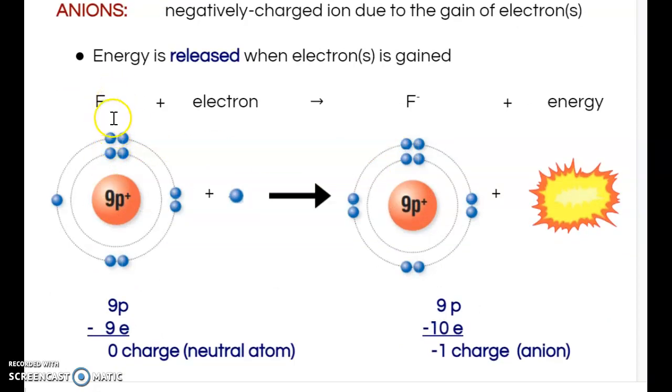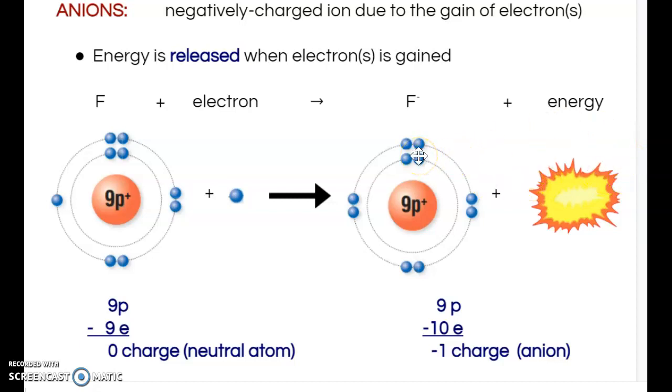So you have fluorine, looking right here, with 9 protons, 9 electrons, and a 0 charge. It's a neutral atom, but it's unstable. Same thing as with cations, these atoms all want to look like a noble gas. They want to have a full outer shell. So think about it: is it easier for fluorine to lose 7 electrons or to just gain 1 electron? When it gains an electron, energy is released.